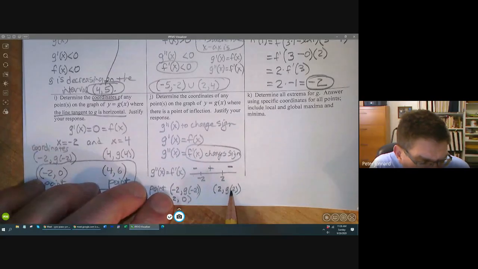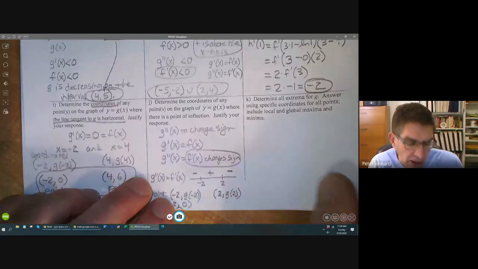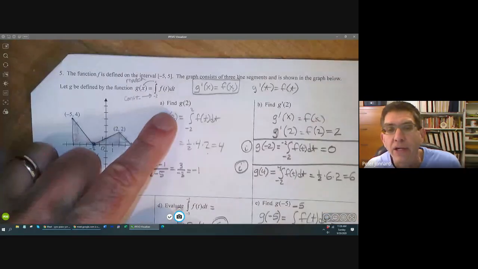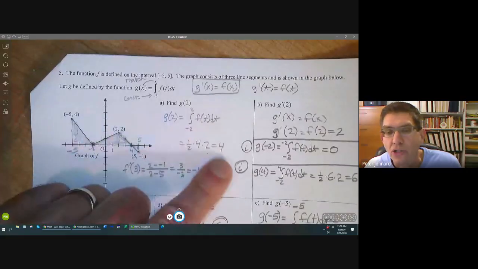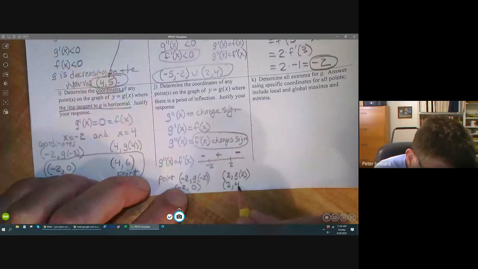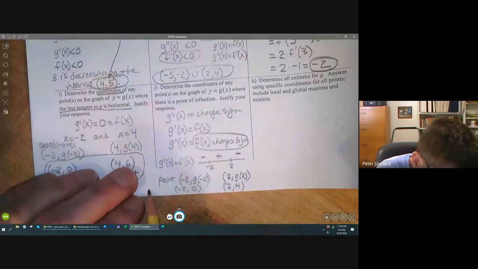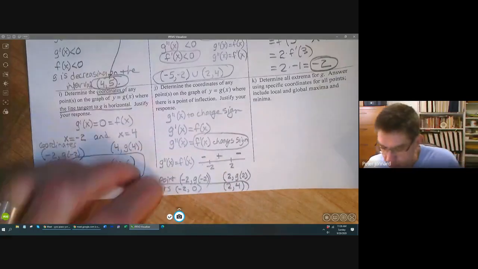Okay, and then we need g of 2. So let's take a look at that. G of 2, I think we evaluated that way back in part A, didn't we? Yeah, there it is. G of 2 is 4. So we save ourselves some time. It's just 2 comma 4, like so. Okay, and there's our answers. Those are the coordinates of points. There we have it.